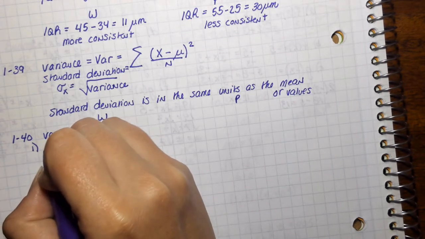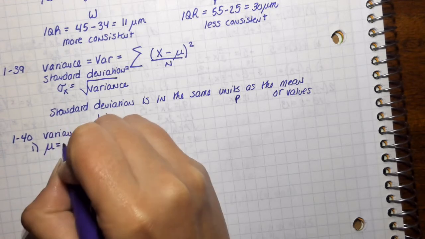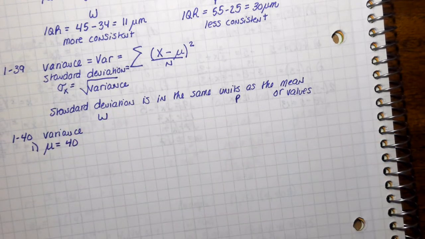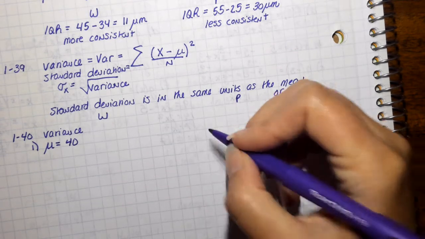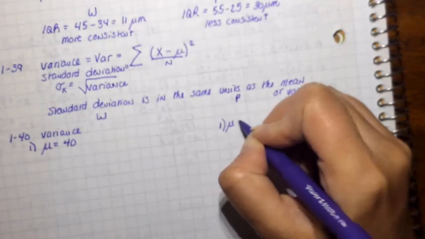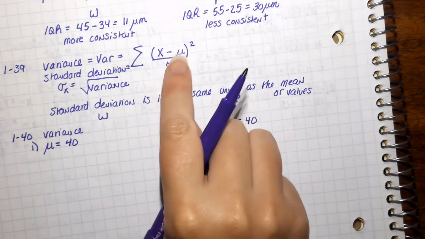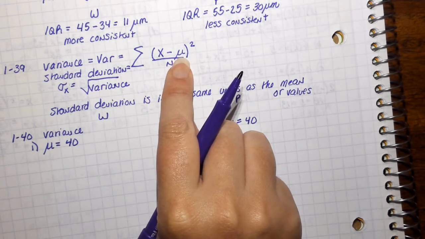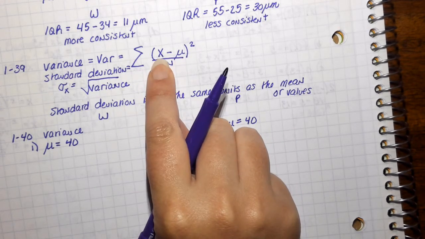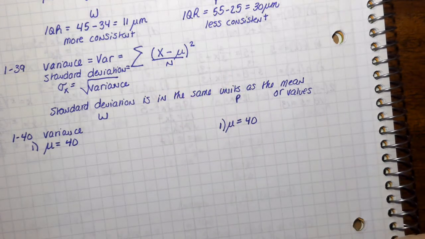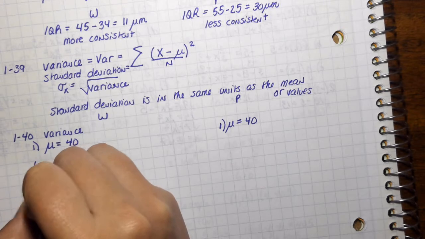Step 1 is to find the mean, and in this case it was 40. The mean is also 40 for sugar P. Okay, this is the part where it gets tedious. The next thing we need to do is take all of our values for sugar W and subtract the mean. Okay, so I'm going to list them here.